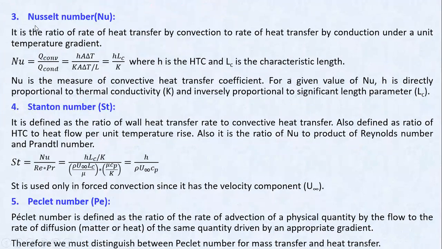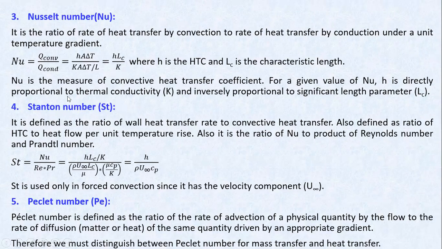Now, the next dimensionless number is the Nusselt number. The Nusselt number is expressed as the ratio of heat transfer due to convection to heat transfer due to conduction. If we simplify it, we get it as h Lc by K, where h is the heat transfer coefficient and Lc is the characteristic length. This is a measure of the convective heat transfer, and for a given value of Nu, h is directly proportional to K and inversely proportional to the characteristic length, which is a significant length parameter.